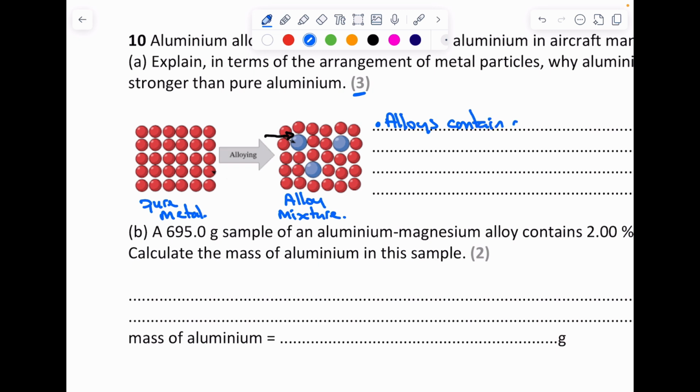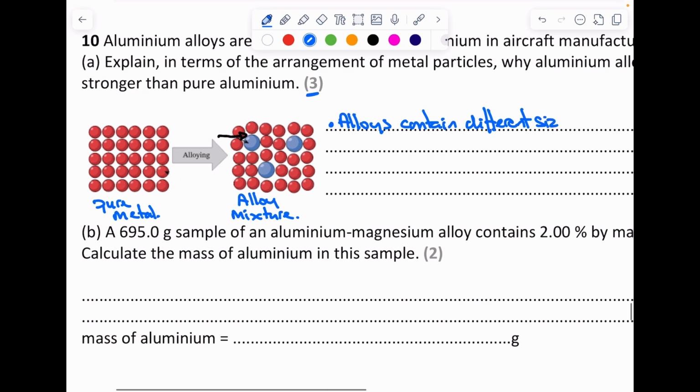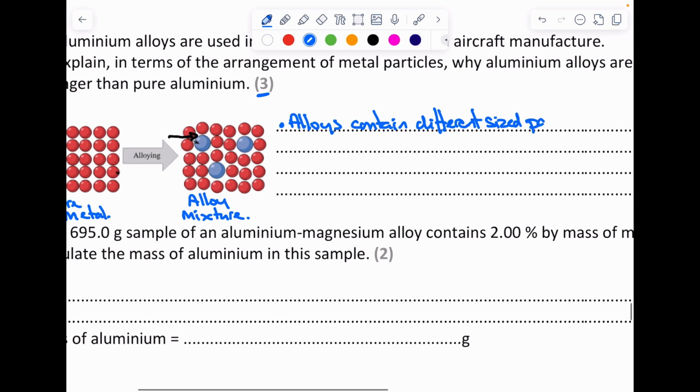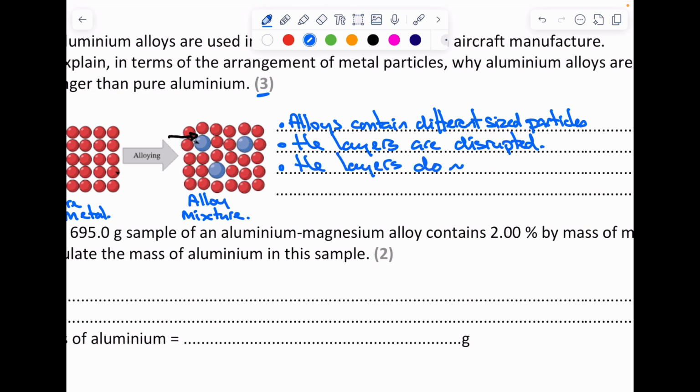Alloys contain different sized particles. This means that the layers are disrupted. And then the layers do not slide as easily, so it is stronger.